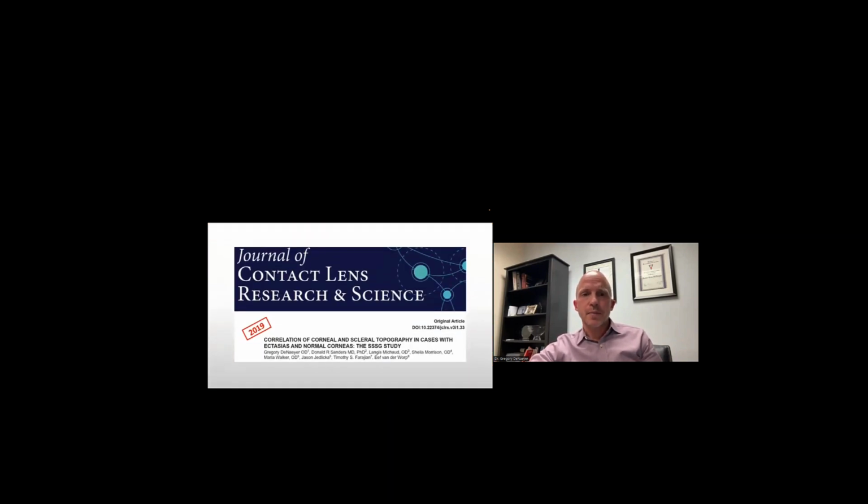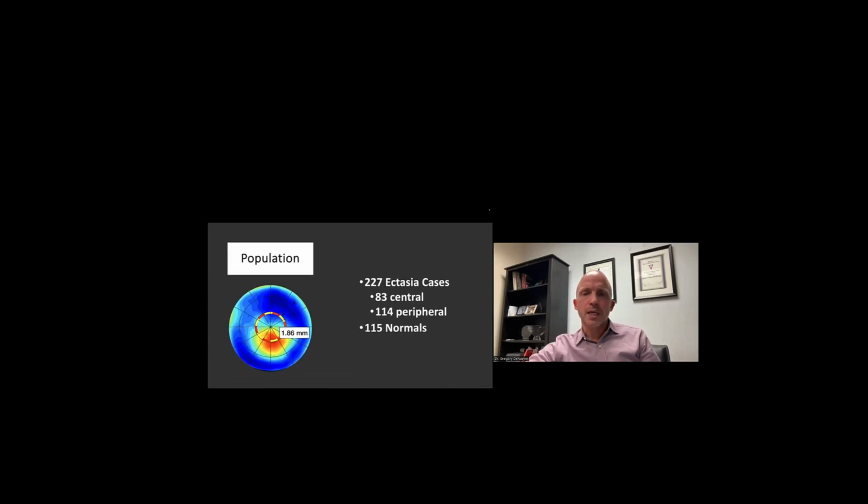And with that, in 2019, the Scleral Lens Research Study Group published a paper in the Journal of Contact Lens Research and Science. And we were looking at a potential relationship between patients who have keratoconus and their scleral shape. This study was a retrospective study looking at 227 patients with ectasia, and we included 150 normals.